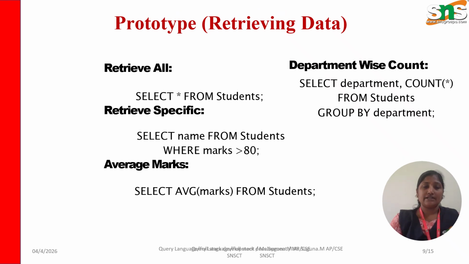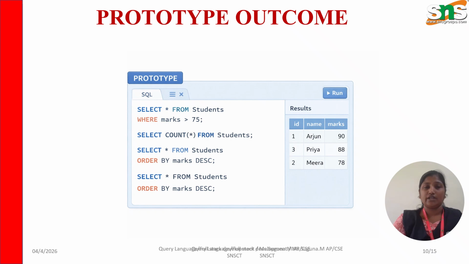Now let's retrieve the data. To get all the records, we can use the SELECT star operation. To filter students with marks above 80, we can use the WHERE clause. To calculate the average mark, we can use the AVG function. To count students department wise, we can use the GROUP BY clause. These queries help us analyze and extract meaningful information from the student database.